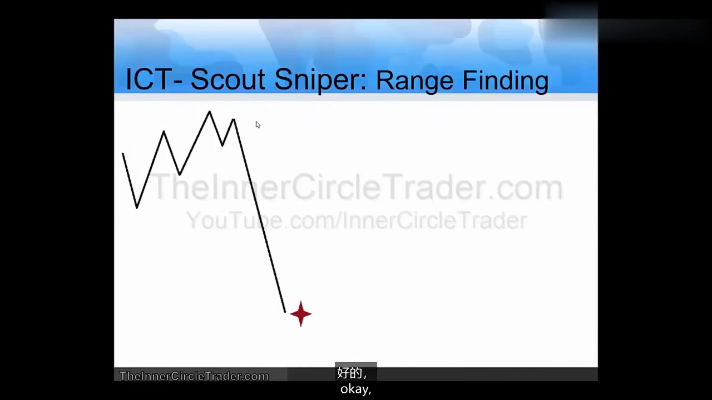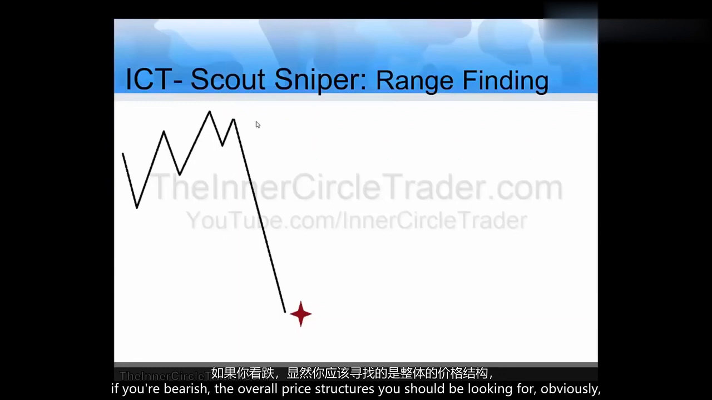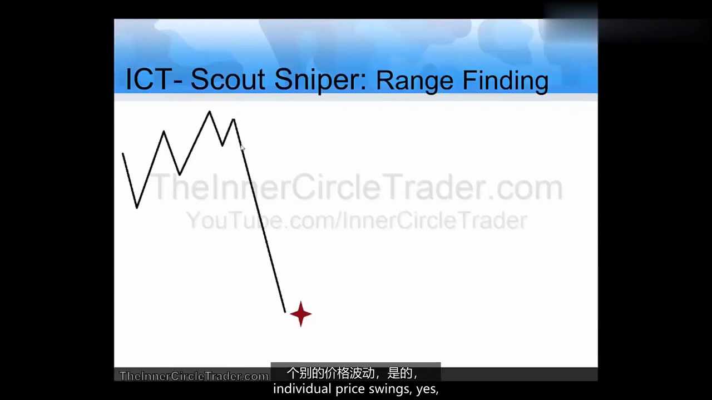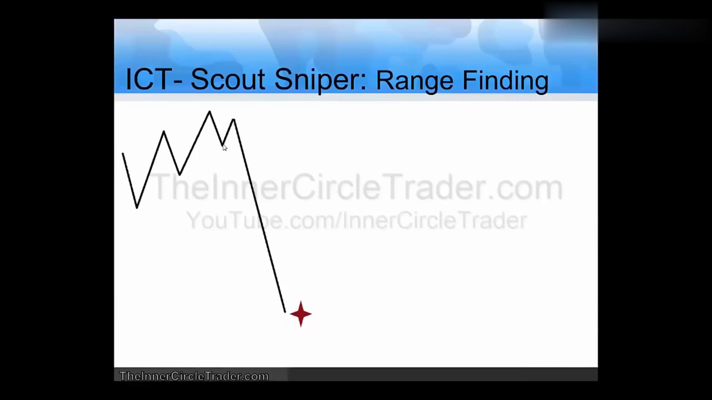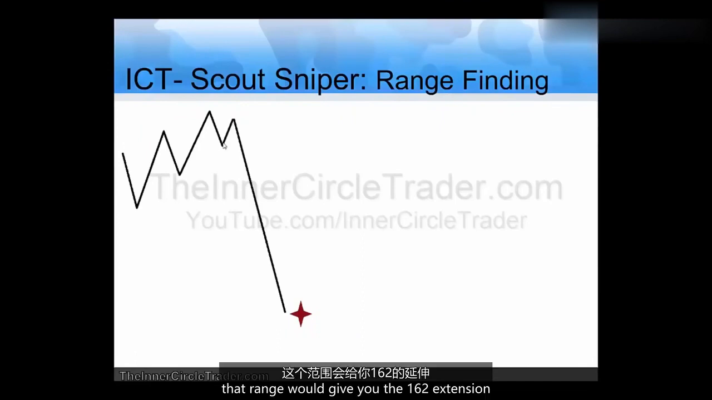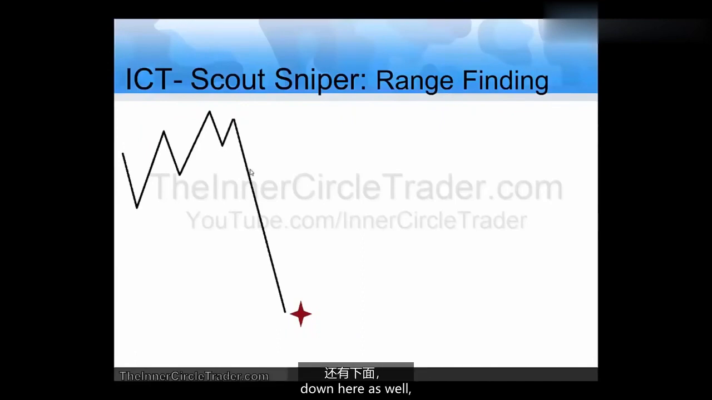what in this price swing is your point of reference? If you're bearish, the overall price structure that you should be looking for obviously is individual price swings. In other words, this swing here traded up, whatever this range from here to here is, it's the retracement into. So there could be a selling opportunity here, but if you take the range between this high to this low, 127%, I'm sorry, 1.27 in the Fibonacci, or 127% of that, if you multiplied it, that would give you a lower objective here, and 162% of that range would give you the 162 extension down here as well.